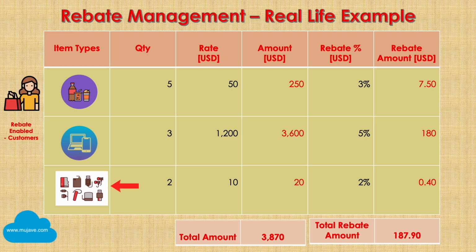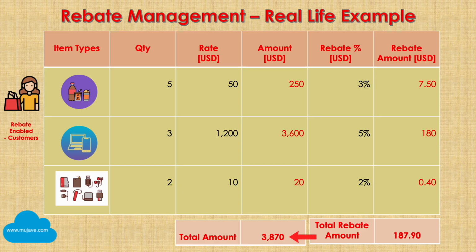Third item: smartphone accessories. The third item is smartphone accessories. The unit price is $10. The customer bought 2 units. The total amount is $20. A rebate of 2% is applied. That gives a rebate amount of 40 cents. 20 multiplied by 2% equals 0.40.